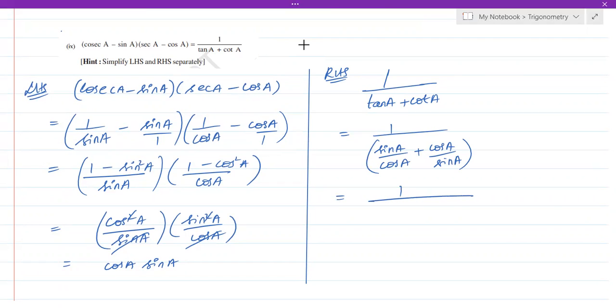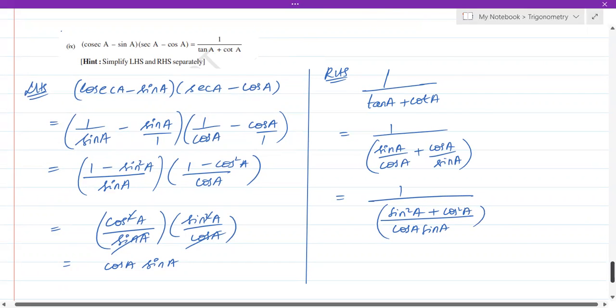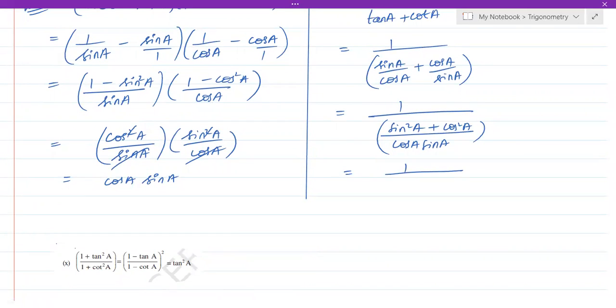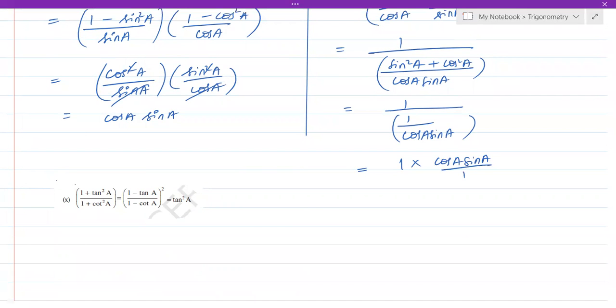1 by, multiply the denominator. Cos A into sin A is cos A sin A. Then crisscross. Sin A into sin A is sin square A. Cos A into cos A is cos square A. Now, if you observe carefully, we have got an identity here, isn't it? So 1 by sin square A plus cos square A is what? 1 divided by cos A sin A. Now we have to reciprocal the denominator, isn't it? So 1 into, if you reciprocal, it will become cos A sin A divided by 1. 1 into anything is the same thing. So you can write the final answer as cos A sin A.